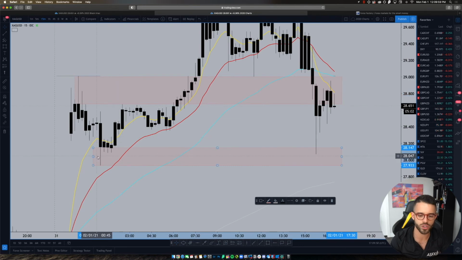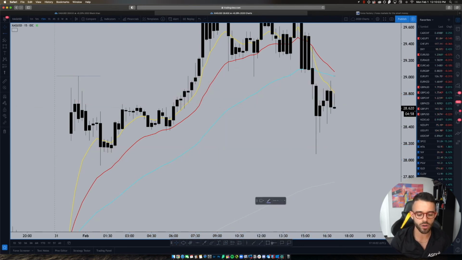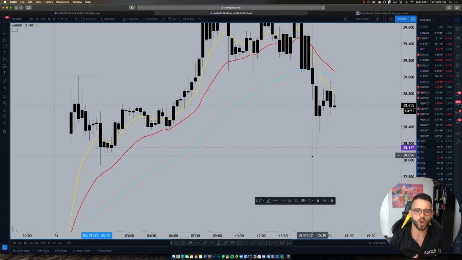That original support zone. But now, if you were to just say remove these, if you were only using horizontal lines like this, technically it broke that level, right? So you guys can see why zones are the way to draw your support and resistance levels, your key levels, more so than horizontal lines.